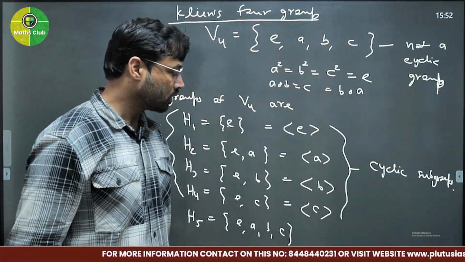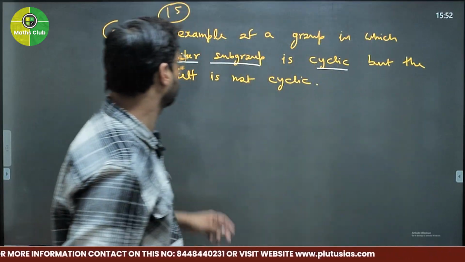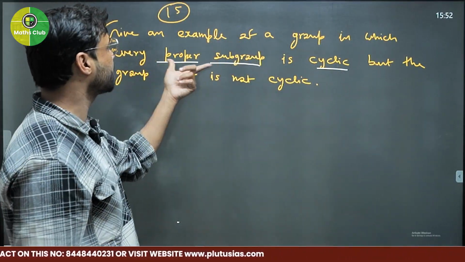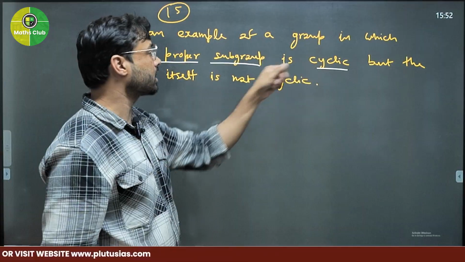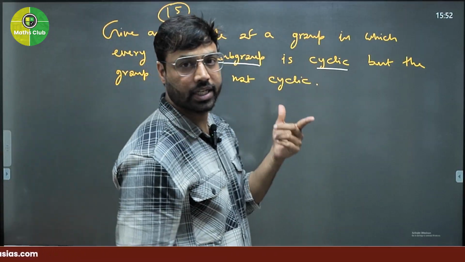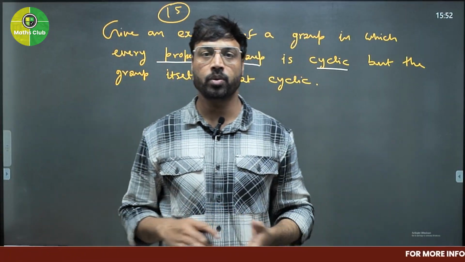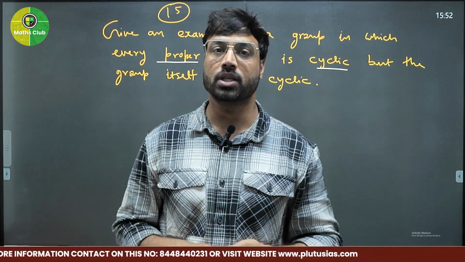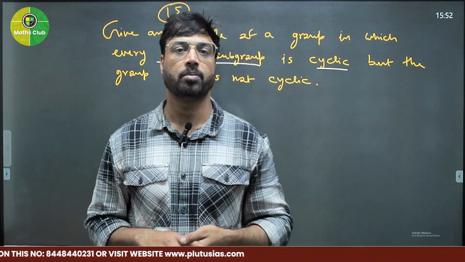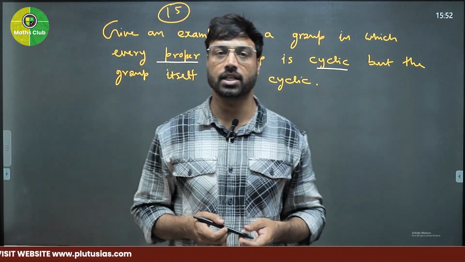So it is simple, you only have to give the example. Give an example of a group in which every proper subgroup is cyclic but the group itself is not cyclic. The example is the Klein's 4 group, whose every proper subgroup is a cyclic subgroup but the group itself is not a cyclic group.